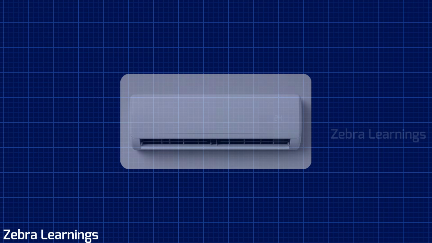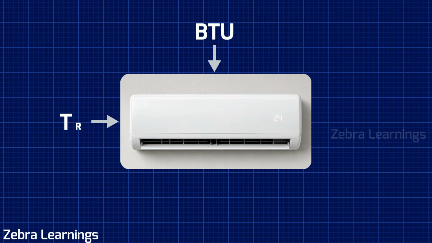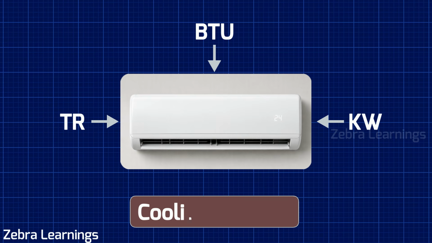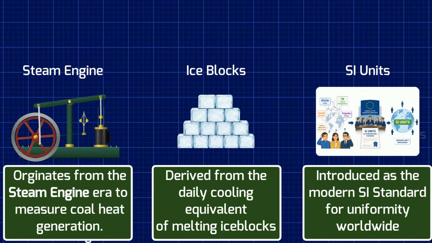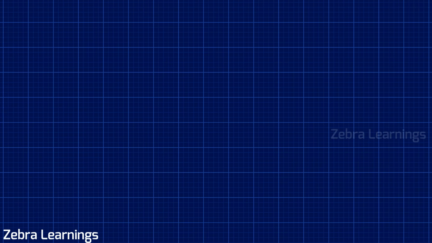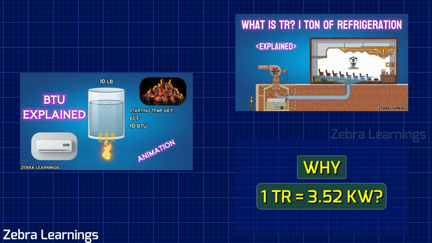So, the reason we have BTU, TR, and kilowatt today is not because they measure different things. All three describe the same cooling capacity, but each comes from a different stage in the history of refrigeration and air conditioning. We have uploaded separate videos about BTU, TR, and kilowatt on our channel. And in the kilowatt video, we explained how 1 TR became equal to 3.52 kilowatt.